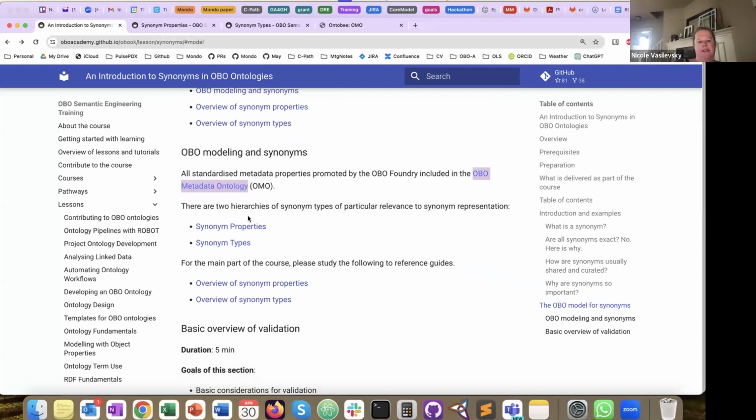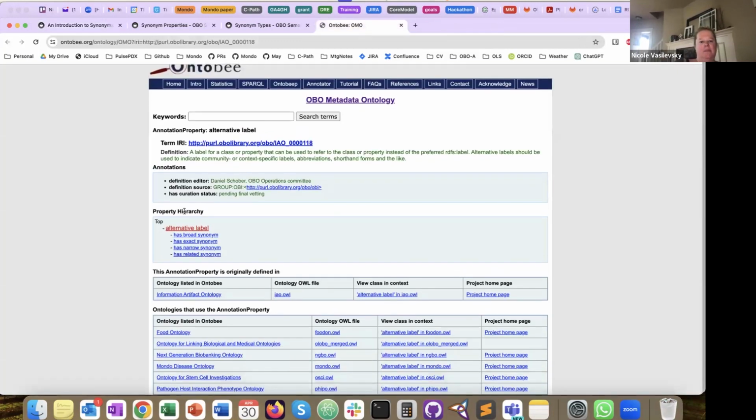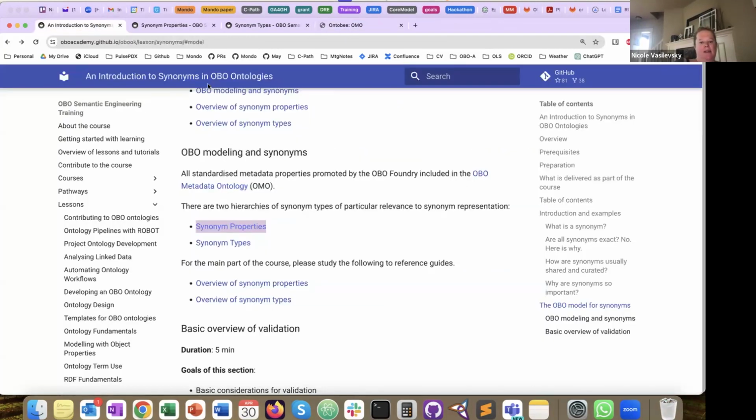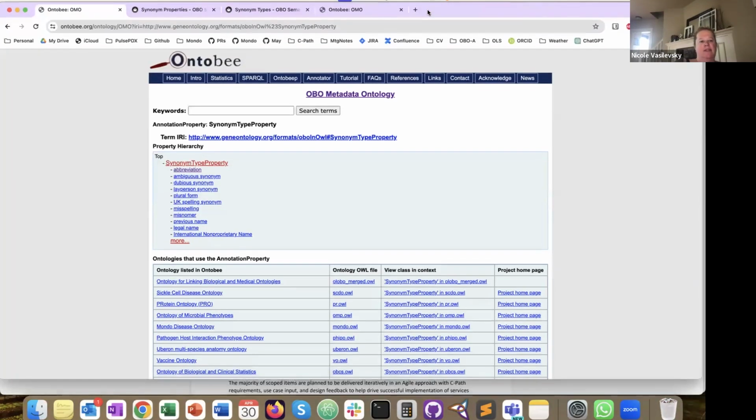There are two hierarchies of particular relevance for synonym representation. We have synonym properties and synonym types. These links link out to the representation of the synonym hierarchy in OMO. We have the broad, exact, narrow, and related synonyms, and then this is an example of the synonym type properties that are in OMO, or a partial example here.